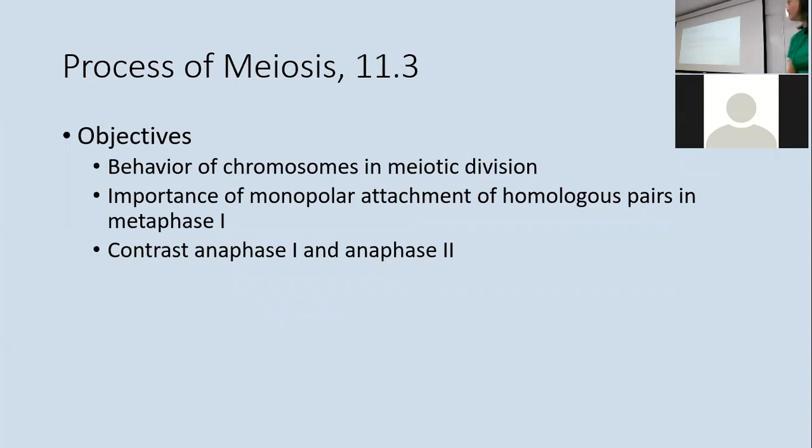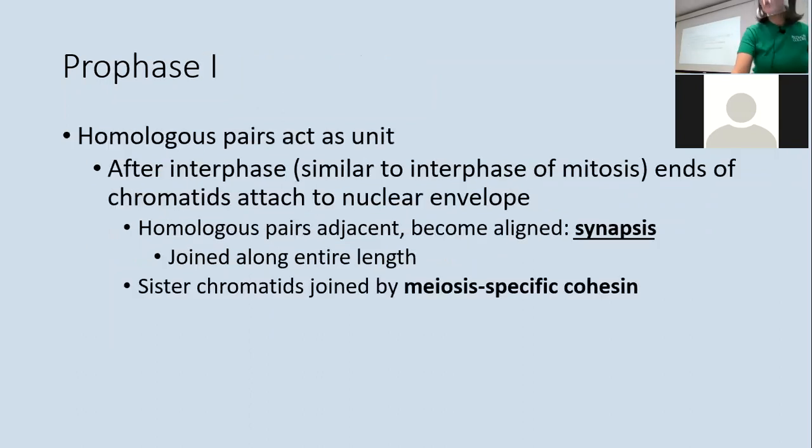Let's walk through step by step. So we're going to watch what the chromosomes are doing during this meiotic division, because it is different. Talk about monopolar attachment. It's critical. And then we'll compare what's happening in anaphase 1 and anaphase 2, because those are kind of the two big moments in meiosis. So prophase 1.